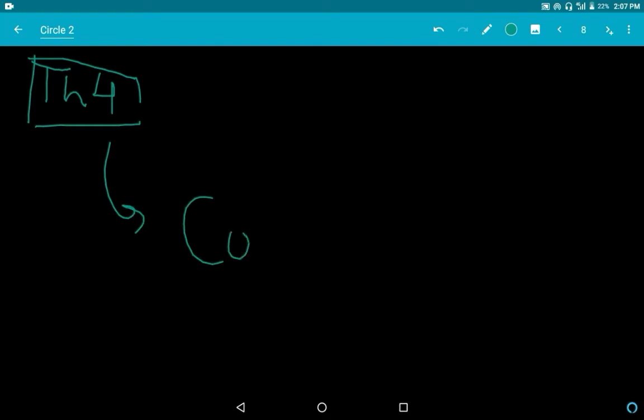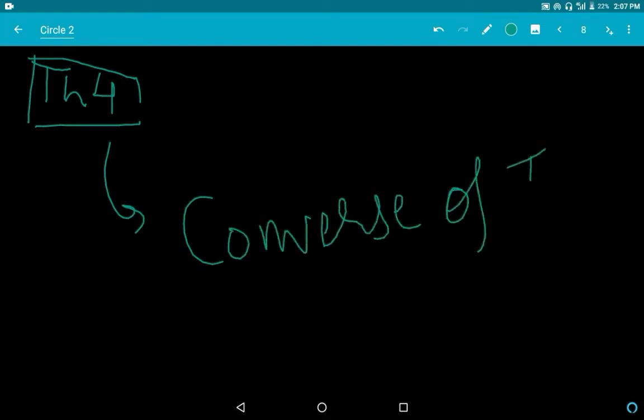Now let's move on to theorem 4. The chapter is framed such that the even numbers, theorem 4 and so on, are actually nothing but the converses. This is nothing but the converse of theorem 3.